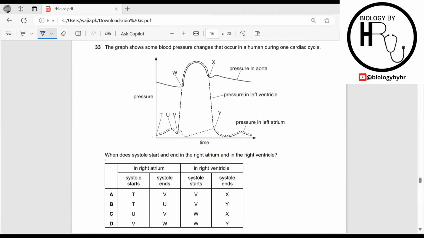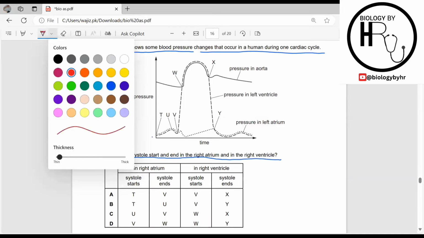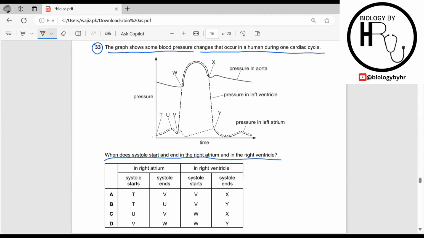Here we are with question number 33. This question says the graph shows some blood pressure changes that occur in a human during one cardiac cycle. This is the graph. It is showing one cardiac cycle. It asks when the systole starts and ends in the right atrium and in the right ventricle. In order to solve this question, we must first interpret the graph given over here.